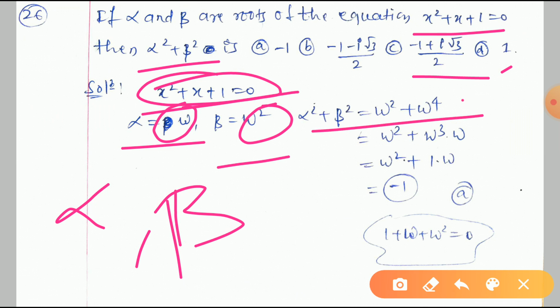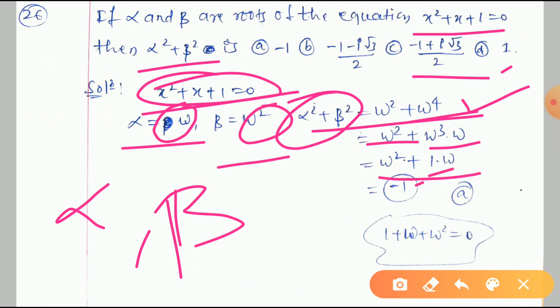We know that alpha square plus beta square is equal to omega square plus omega raised to 4. Omega raised to 4 can be split into omega cubed into omega, and omega cubed is equal to 1. Therefore omega square plus omega, we know the standard result 1 plus omega plus omega square is equal to 0, so omega square plus omega is equal to minus 1 after transposing 1 to the right hand side. Therefore alpha square plus beta square is equal to minus 1.